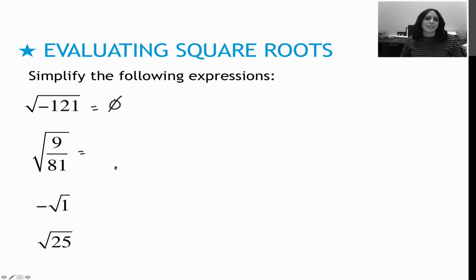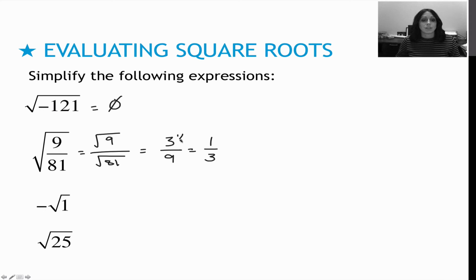For my second one, I like questions like this because you really have a choice. I'm going to do this both ways for you so you can understand. My first choice is I can take the square root of 9 and the square root of 81. So the square root of 9 is 3. And the square root of 81 is 9. And then 3/9 reduces to 1/3 because I can divide this by 3, and divide this by 3, and I get 1/3.